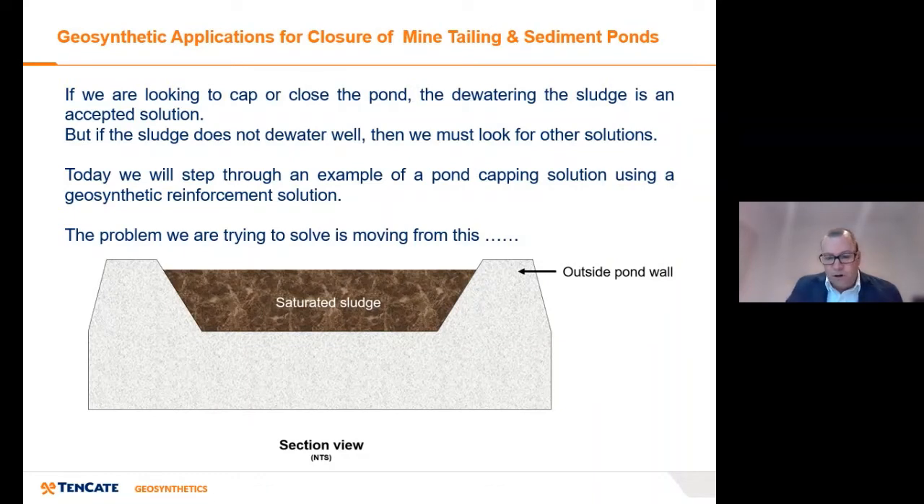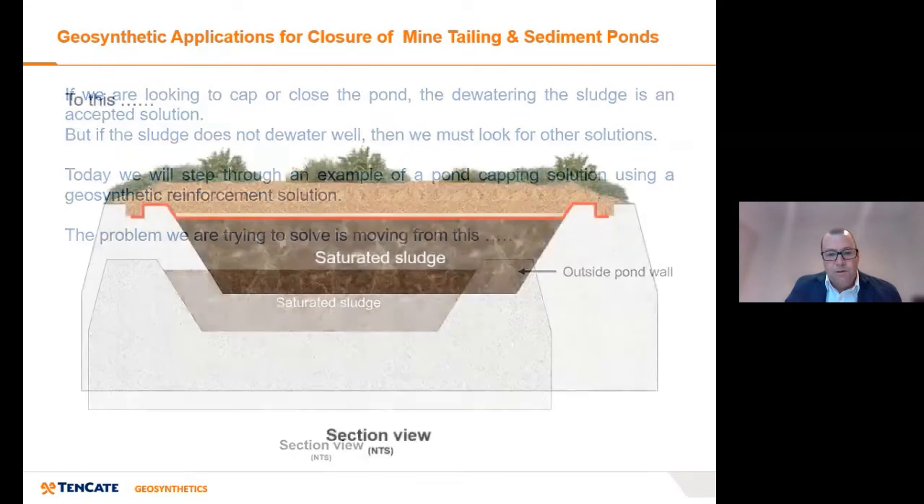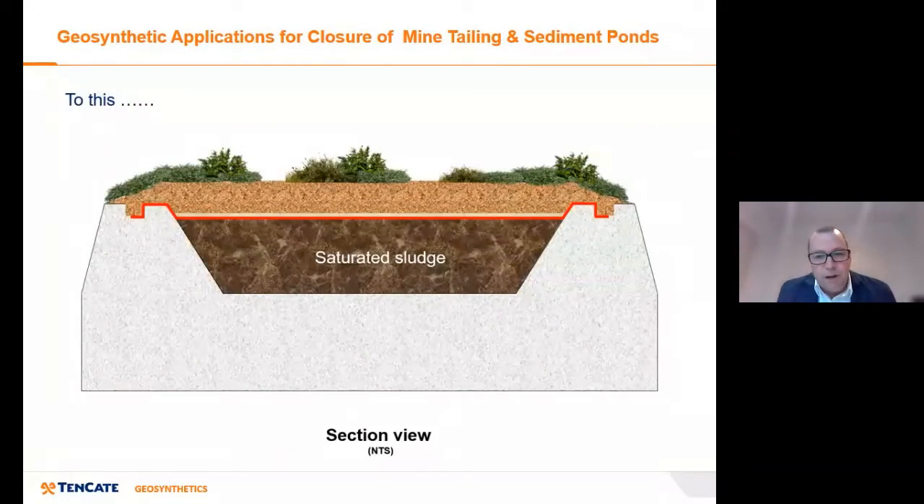So the problem we're trying to solve is moving from this application or this solution to this, where you can see that we've put a soil layer on top of the saturated sludge and allowed the vegetation to come back, and the landform returns to some form of original vegetative environment. And the red line there signifies the geosynthetic reinforcement layer.